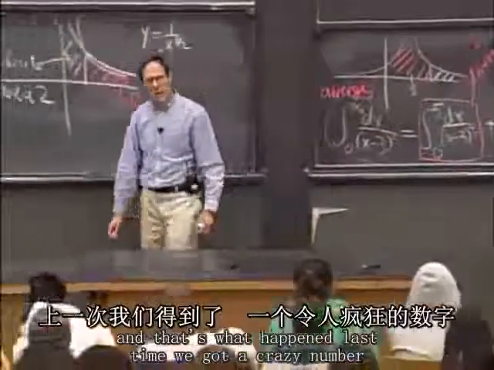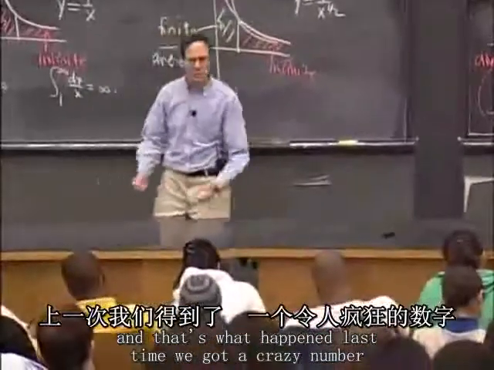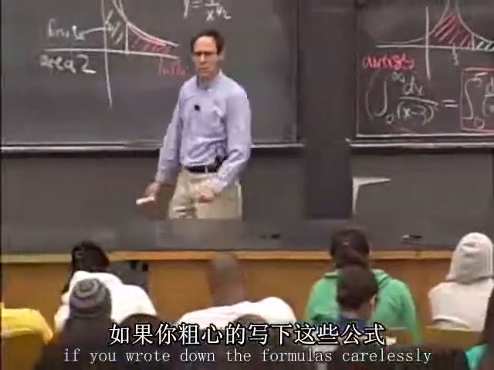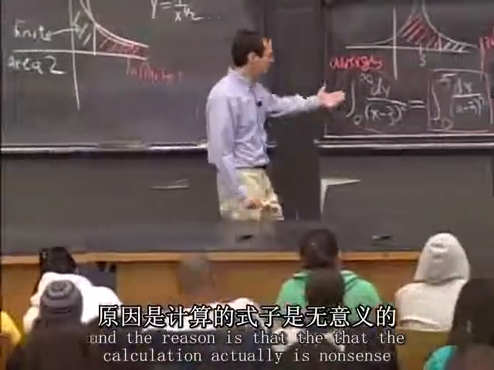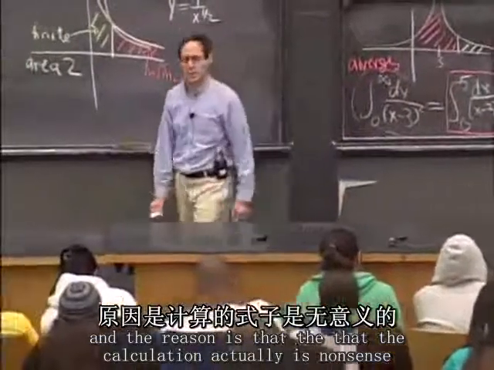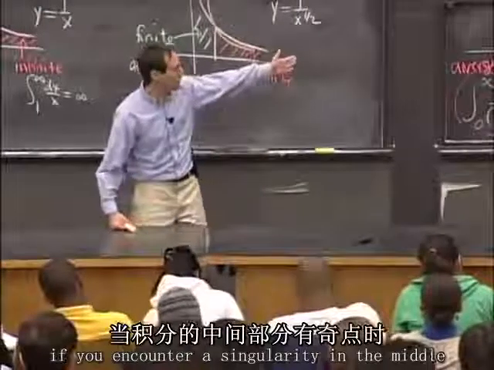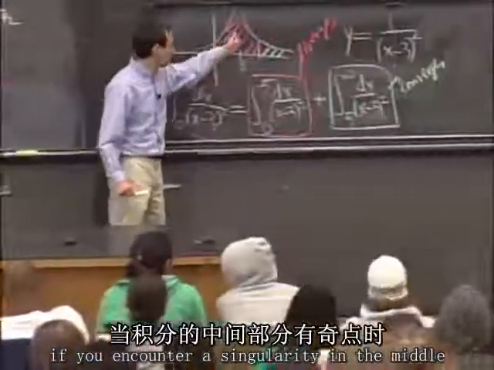And that's what happened last time when we got a crazy number. If you integrated this, you would get some negative number if you wrote down the formulas carelessly. And the reason is that the calculation actually is nonsense. So you've got to be aware, if you encounter a singularity in the middle, not to ignore it.